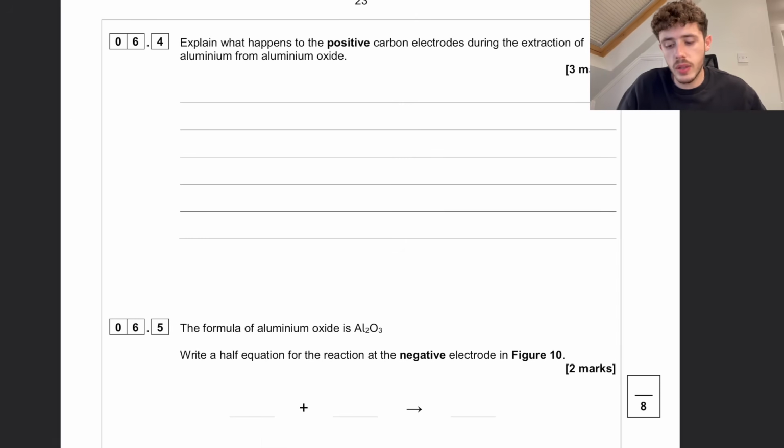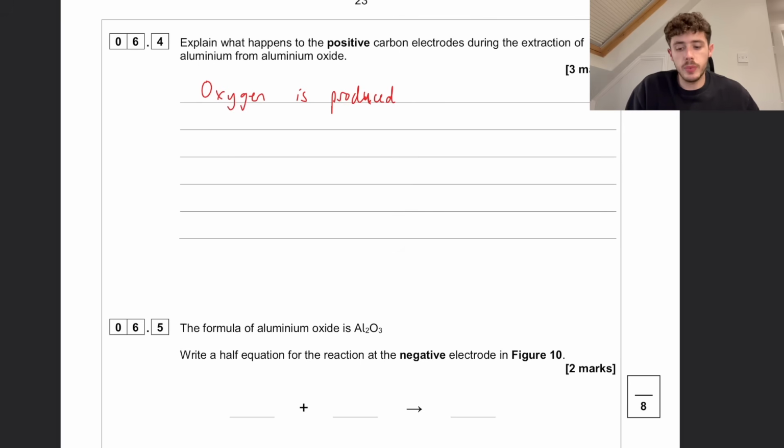6.4. Explain what happens to the positive carbon electrodes during the extraction of aluminium from aluminium oxide. So because when you're extracting aluminium from aluminium oxide, the two products you have will be aluminium and oxygen. So at the positive carbon electrodes, that is where the oxygen will be attracted to, because the aluminium ions will be attracted towards the negative carbon electrodes. So first of all, oxygen is produced. As I said, because this oxygen will be negatively charged, it will react with the carbon electrode and this will produce carbon dioxide as a byproduct.